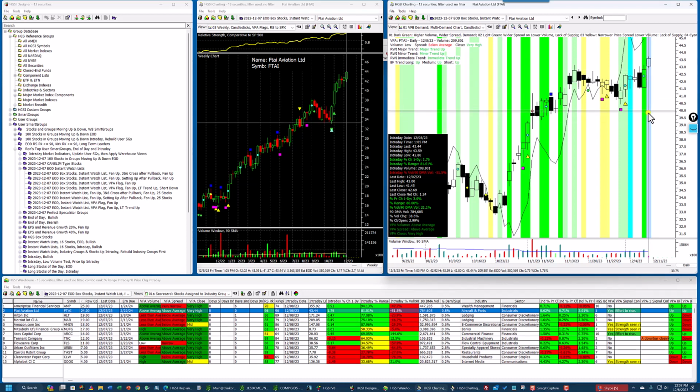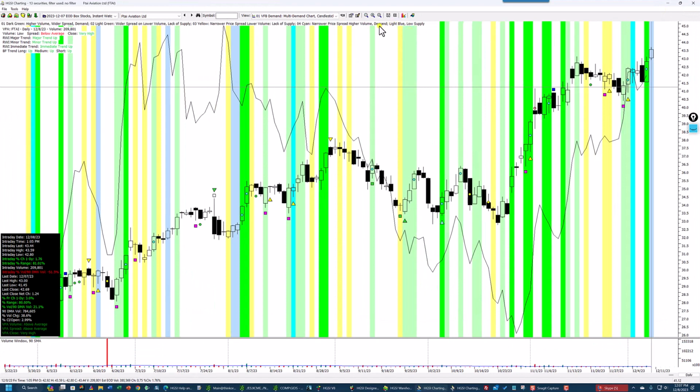Now, that means something. What does it mean? Well, I've labeled everything here. I'm going to open this up. Light blue means low supply. There's demand, but there is low supply. It's going up without heavy volume. Stocks can move up without having heavy volume. If the stock is trading at or near its high, it just means there's more demand than supply.